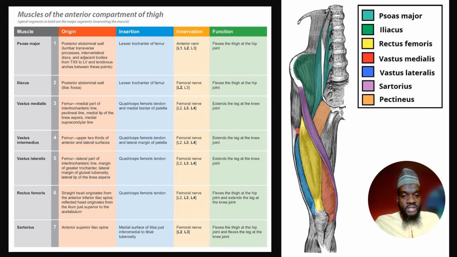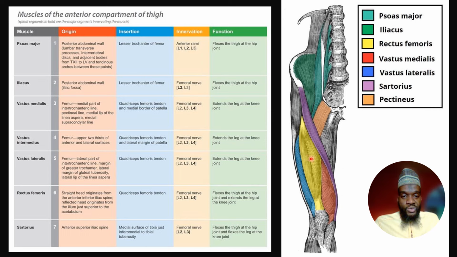As well, it arises from the lateral margin of the gluteal tuberosity and then the lateral lip of the linea aspera. And then it goes to insert into the quadriceps femoris tendon down here.